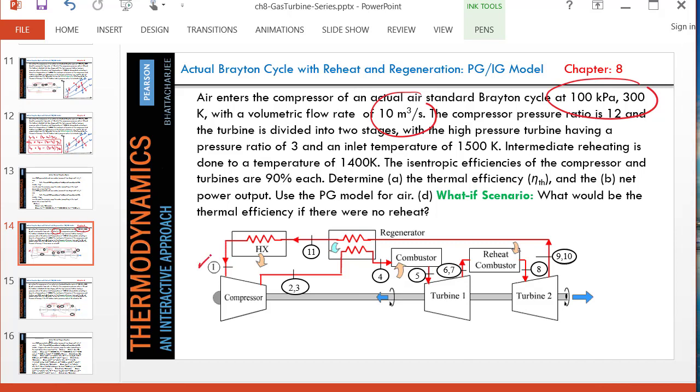The compressor has a compression ratio of 12. That means this has an overall pressure ratio of 12, which might be distributed between these two turbines. Turbine 1 has a pressure ratio of 3, so automatically the other one will have a pressure ratio of 4. Notice that the isentropic efficiency of all compressors and turbines is 90%. That's why we have double states at the exit. One is isentropic, one is actual.